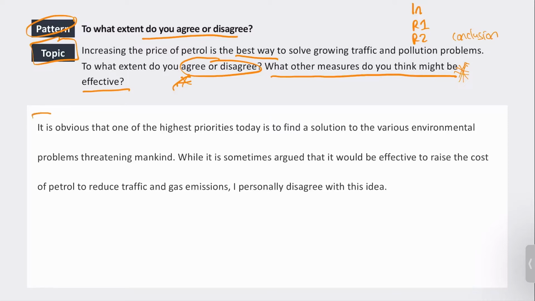Okay, so let's take a look and see what this candidate's written. "It is obvious that one of the highest priorities today is to find a solution to the various environmental problems threatening mankind. While it is sometimes argued that it would be effective to raise the cost of petrol to reduce traffic and gas emissions, I personally disagree with this idea."